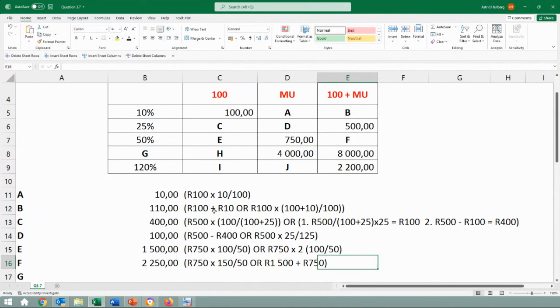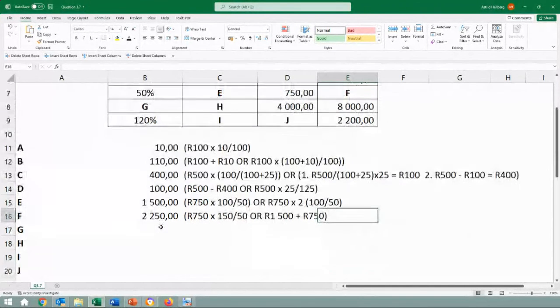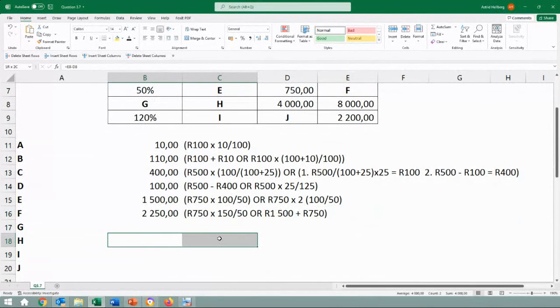Okay, so Over King says it's 4,000 Rand, and that is correct. So how did we get to the answer? We took the 8,000, we deduct the 4,000 profit, and then our cost price would be 4,000.